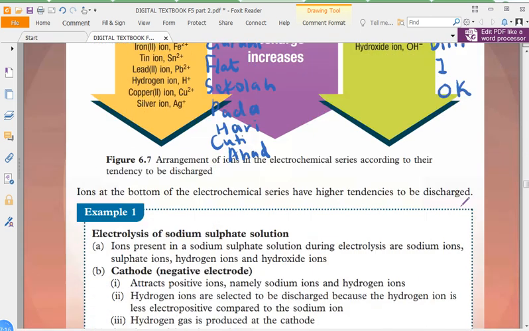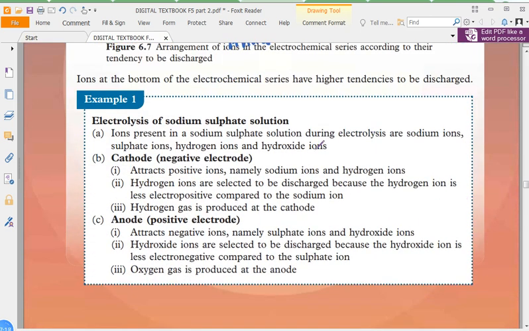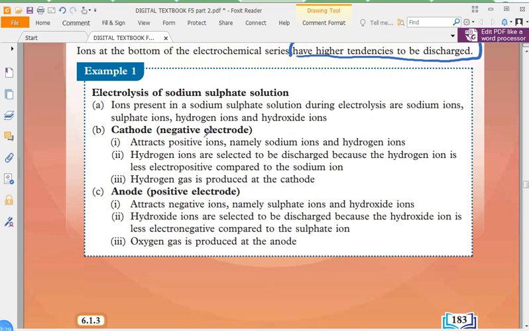Okay. So have a look at the example number 1. Ions at the bottom of electrochemical series have higher tendency to be discharged. This is very important. Example number 1, we have electrolysis of sodium sulfate solution. Okay, sodium sulfate solution. Please take note. I will feel that when you write formula, it will be easier, even though writing formula is not in your syllabus.